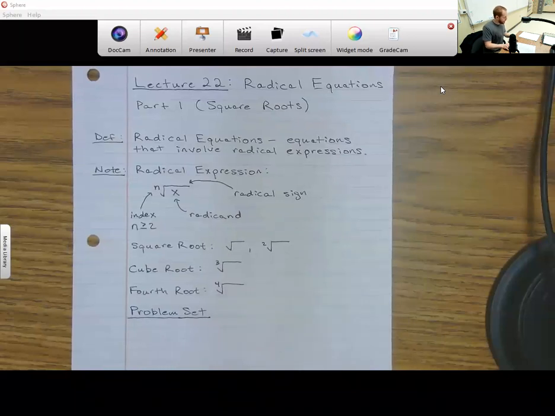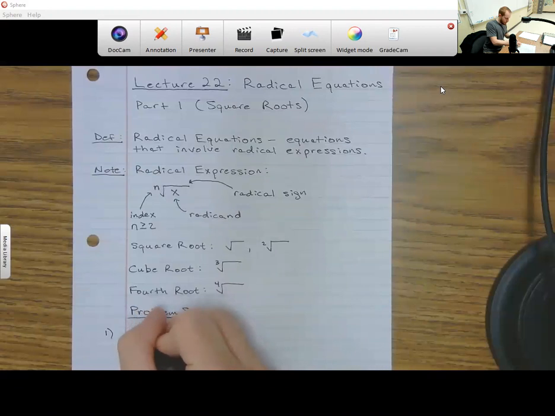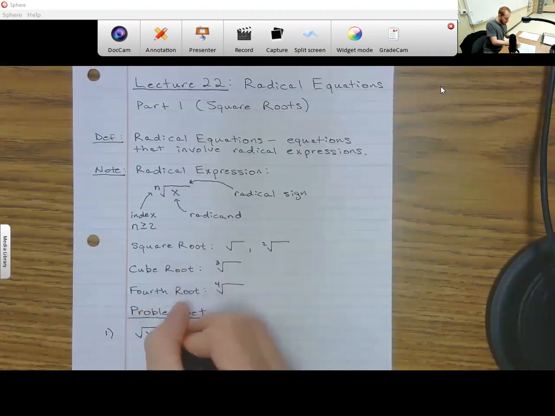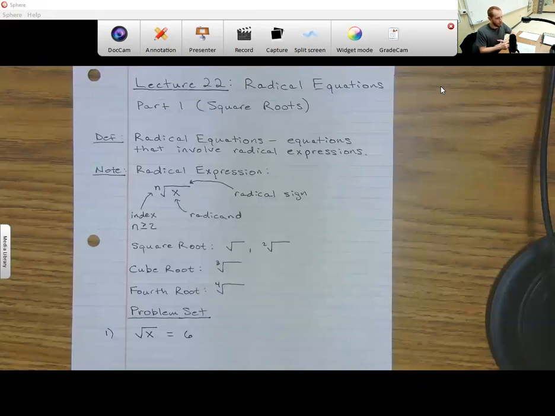Okay, so the first one I wanted to do was the square root of x is equal to 6. The square root of x is equal to 6. So what I want to do with this is get x by itself. I don't want any square roots in my answer. I don't want any plus 2's or minus 3's or divided by 2's. I'm trying to get x by itself on the left side.